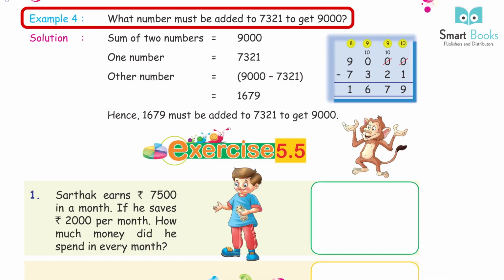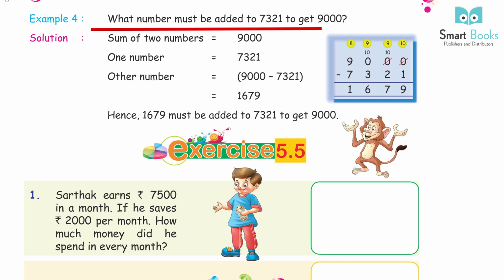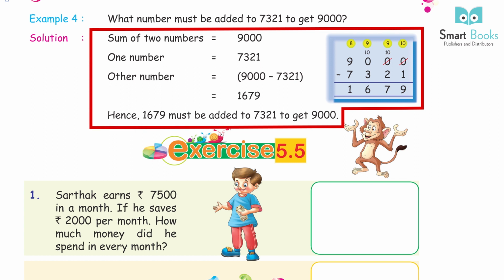Example 4. What number must be added to 7321 to get 9000? Solution. Sum of two numbers 9000. One number 7321. Other number 9000 minus 7321 equals 1679. Hence, 1679 must be added to 7321 to get 9000.